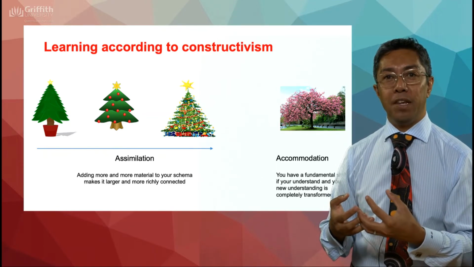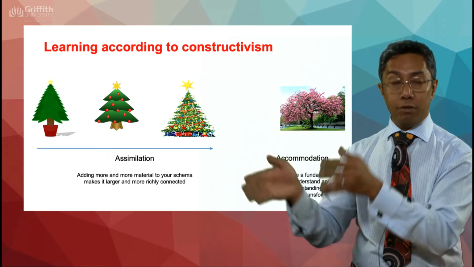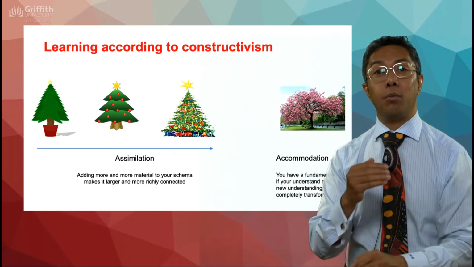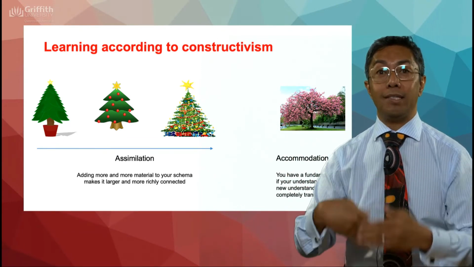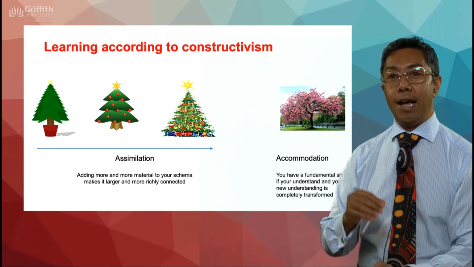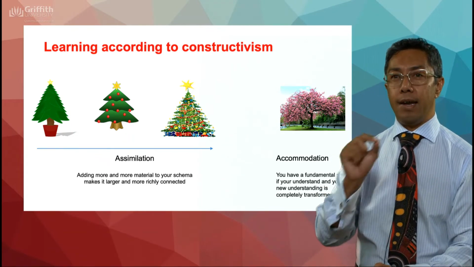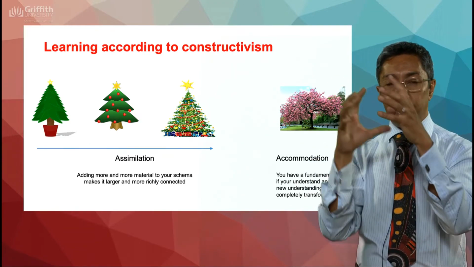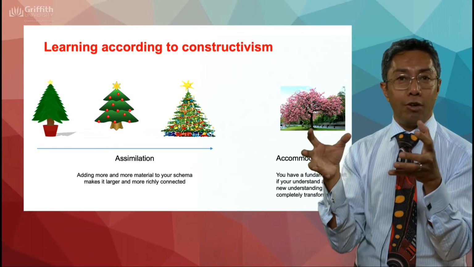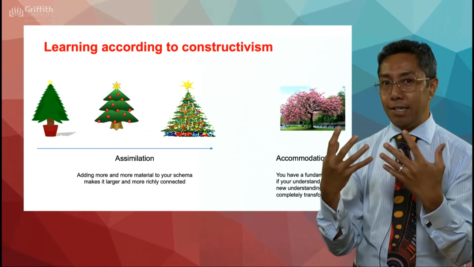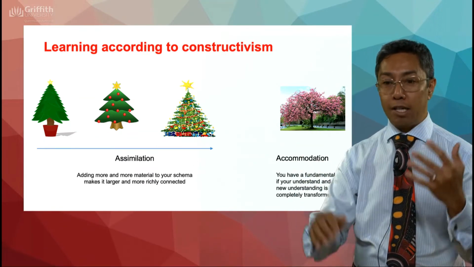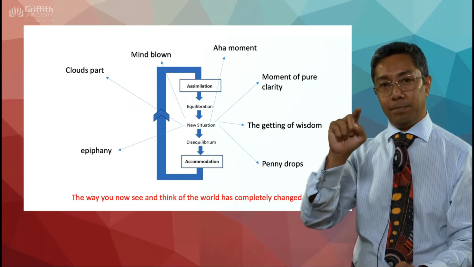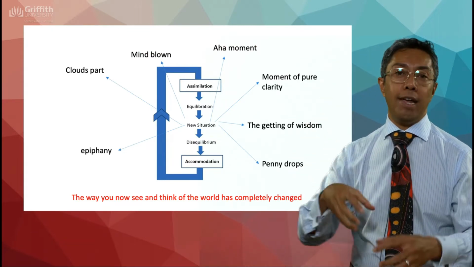So we've got the addition of more and more skills and knowledge to a particular schema, which we call assimilation. We are just assimilating knowledge. And then accommodation is that next step, where all of a sudden you see the phenomena that you're looking at in a completely different way. It's a mind shift. So you can think of learning in this process where what we've got is assimilation.